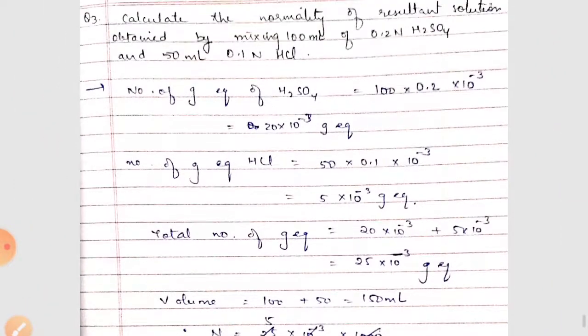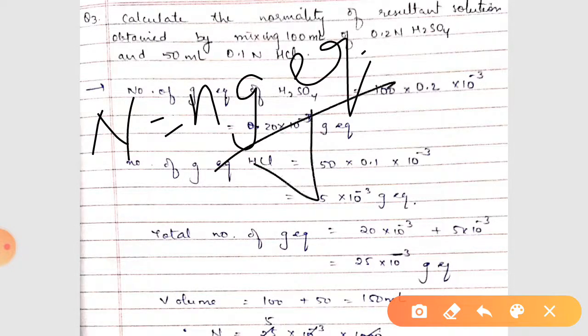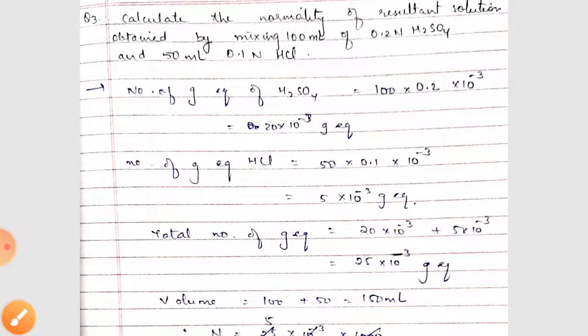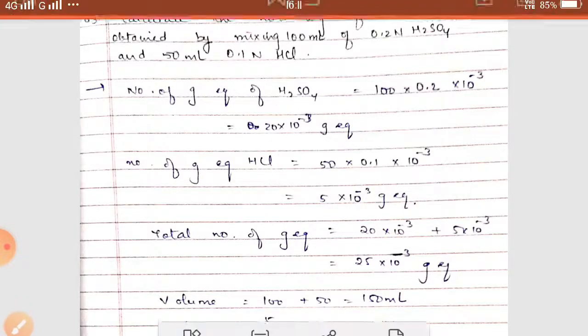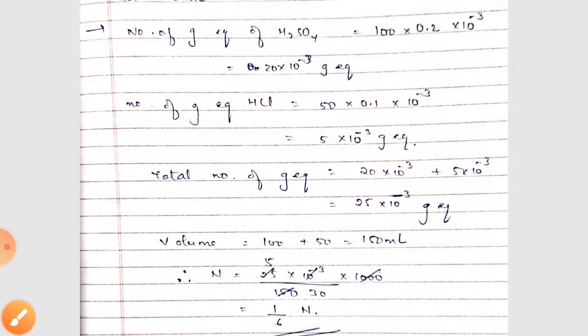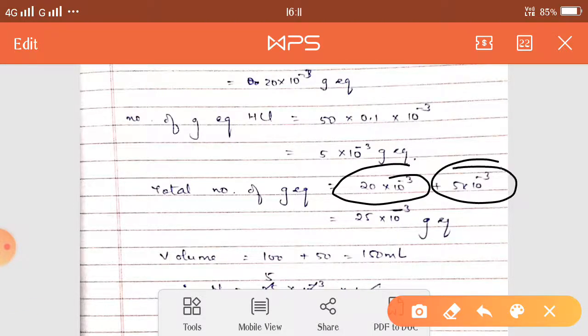Now we will find the normality. Now, the number of gram equivalents of H2SO4: how do you get the number of gram equivalents? Normality is number of gram equivalents upon volume. So I need the number of gram equivalents, so normality into volume I will do. So the number of gram equivalents is equal to volume into normality. I get the number of gram equivalents of H2SO4. Similarly, the number of gram equivalents of HCl. So what is the total number of gram equivalents? The total would be the number of gram equivalents of HCl and H2SO4. So I will sum it up.